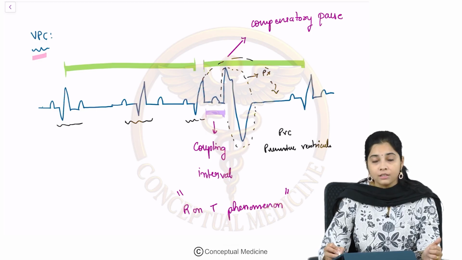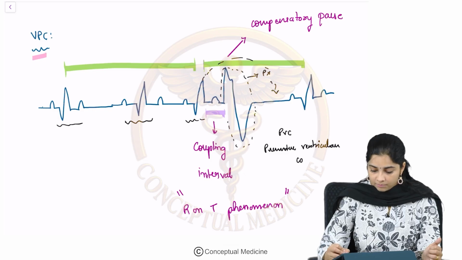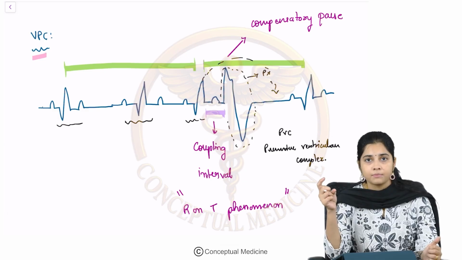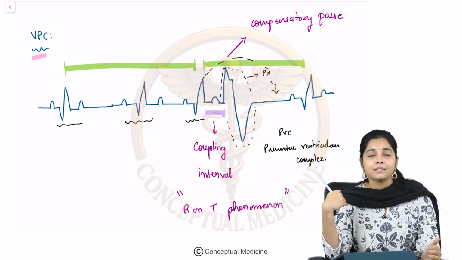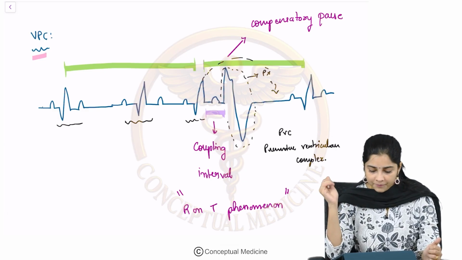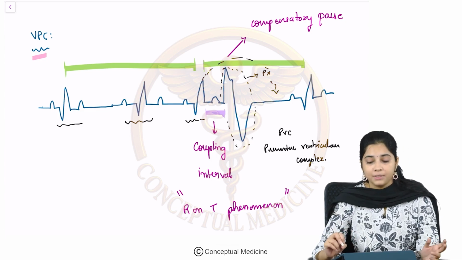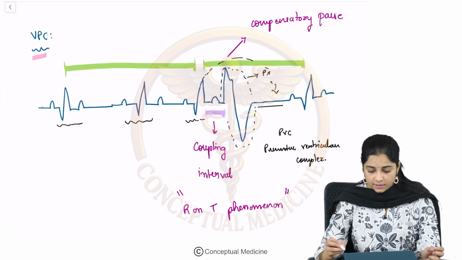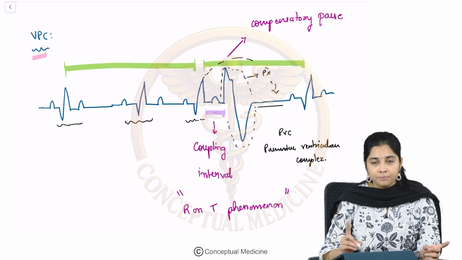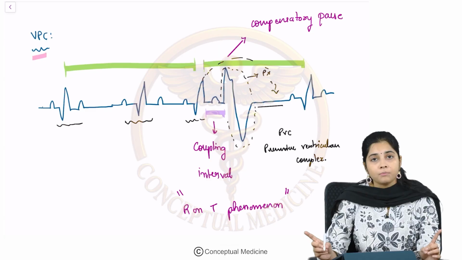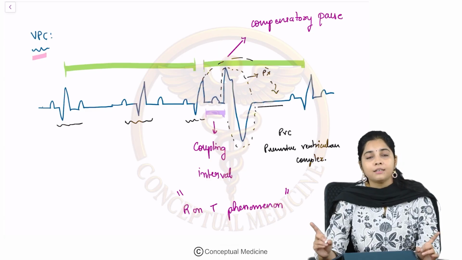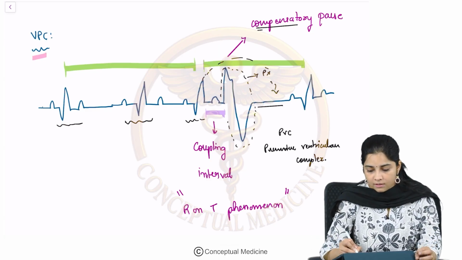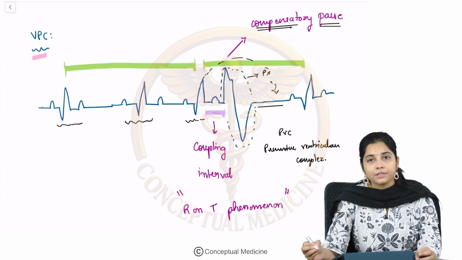Why do we call it a premature ventricular complex? Because this is a broad QRS morphology complex and it is arising from the ventricle. Now, followed by this PVC, can you see that there is a pause? This time period between the two normal beats which straddle a PVC is what we call a compensatory pause.